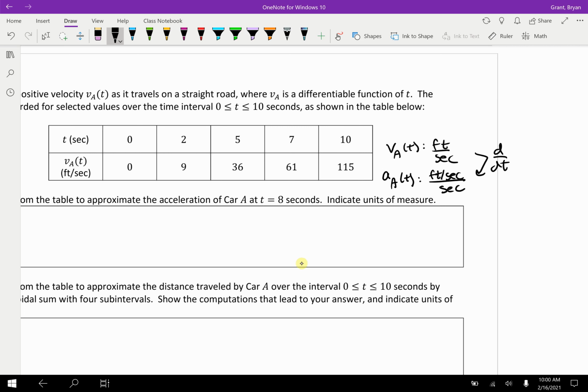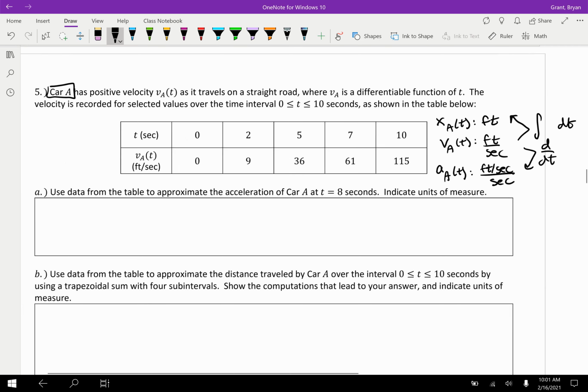However, if I wanted to go from velocity to position, and I'm going to use x to represent position, we're moving on a straight road. I picture the x-axis. I think y would be kind of weird, right? Because then our car is going up and down, and then we have a very strange futuristic car. So we have x sub a of t, which will have units of feet. And to get there from velocity, we need to do the integral with respect to t.